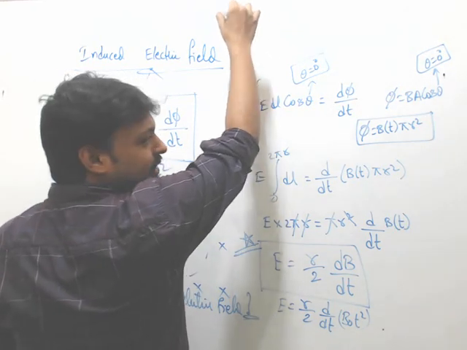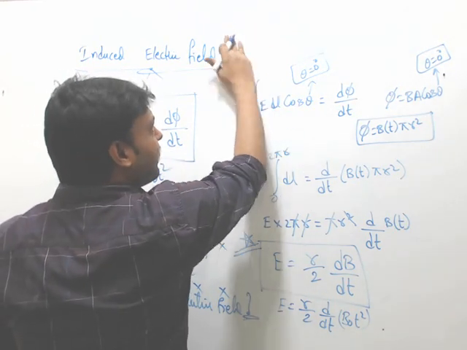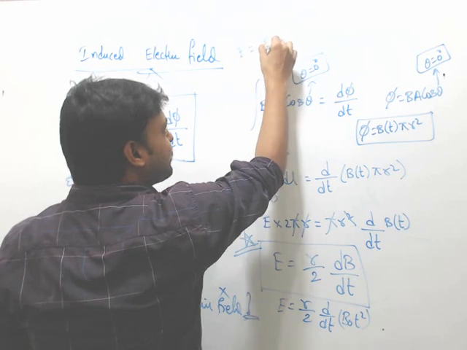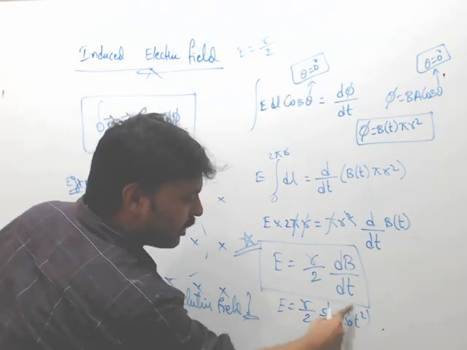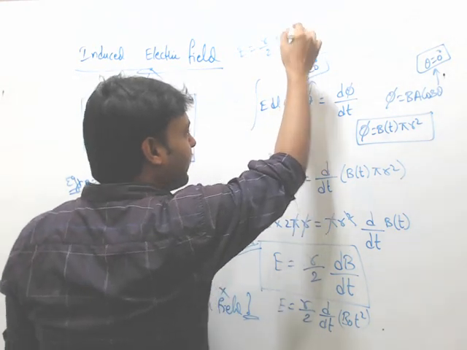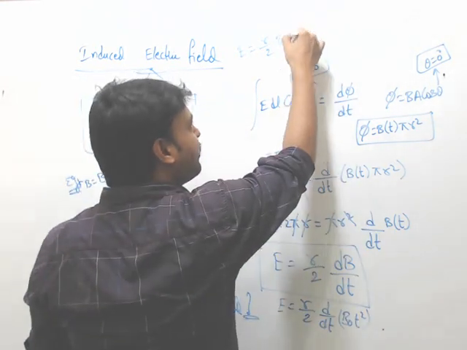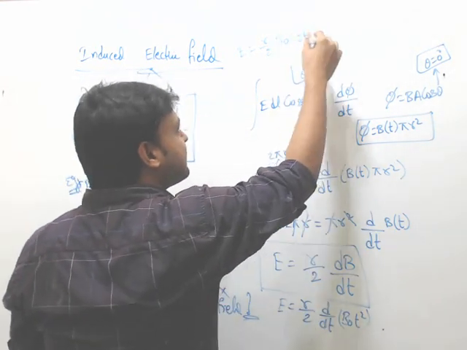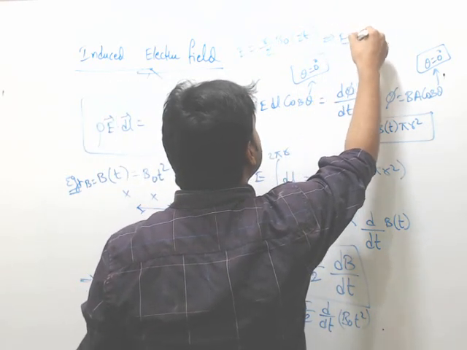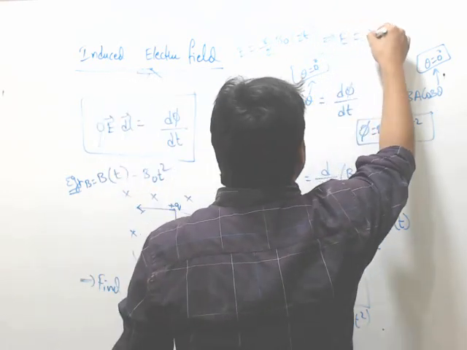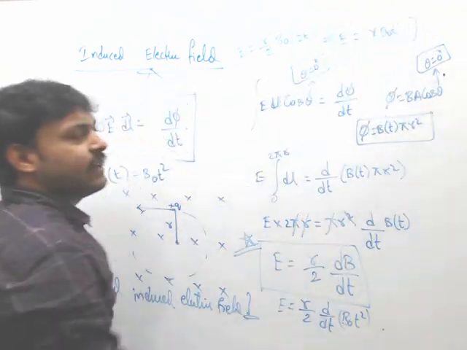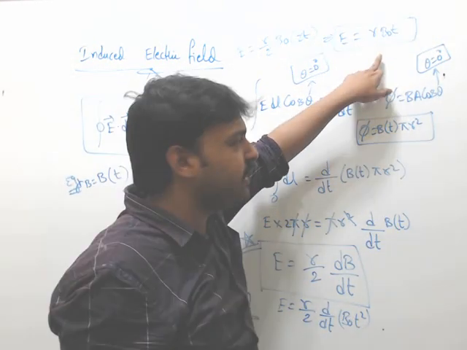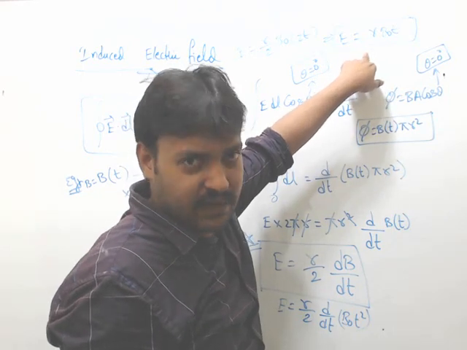E equals R by 2 d by dt of B naught into t square. B naught is constant throughout, right? d by dt of t square is 2t. So 2 gets cancelled. So what is the induced electric field? E equals R B naught into t. Right? So that will be the induced electric field.